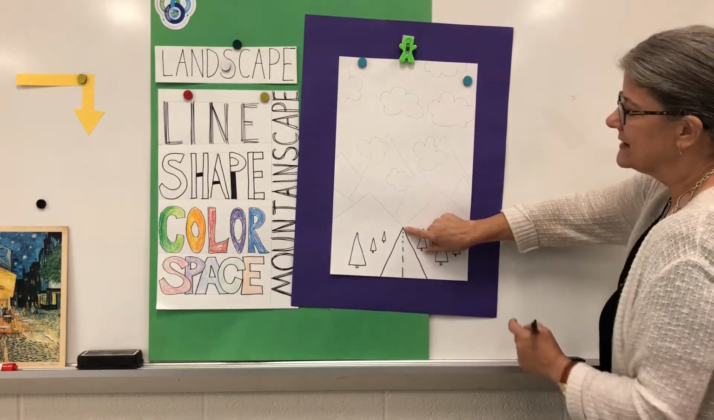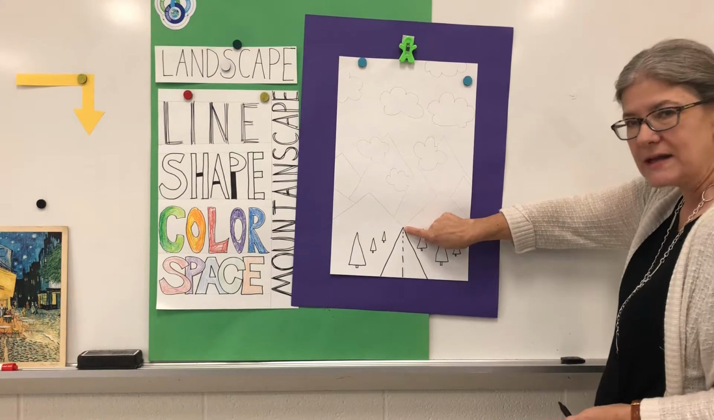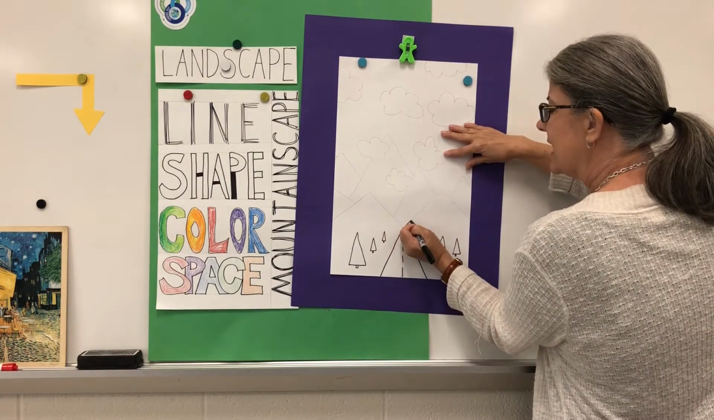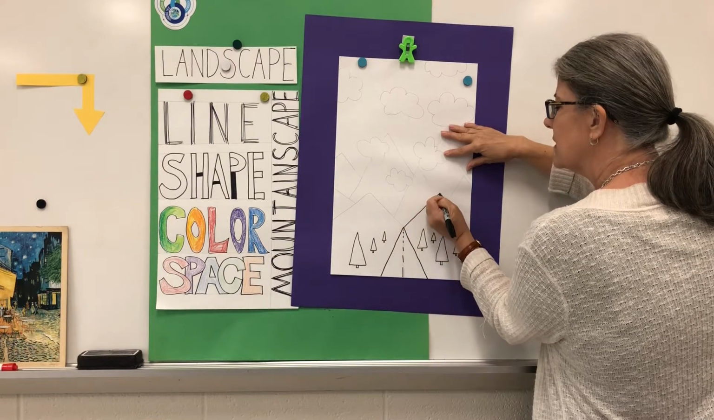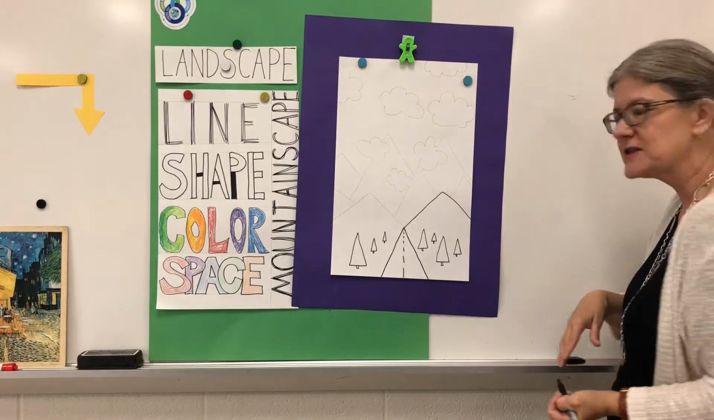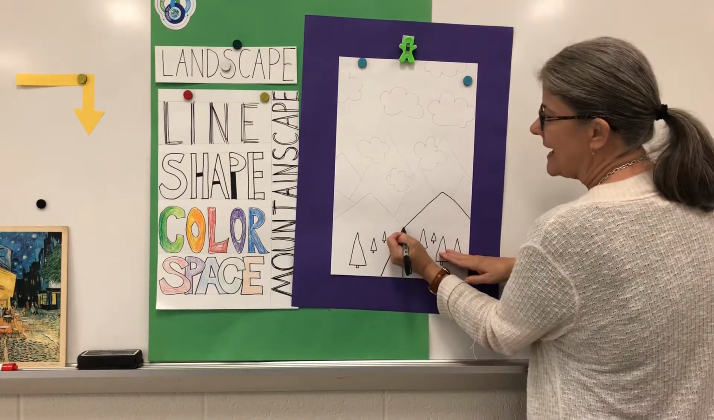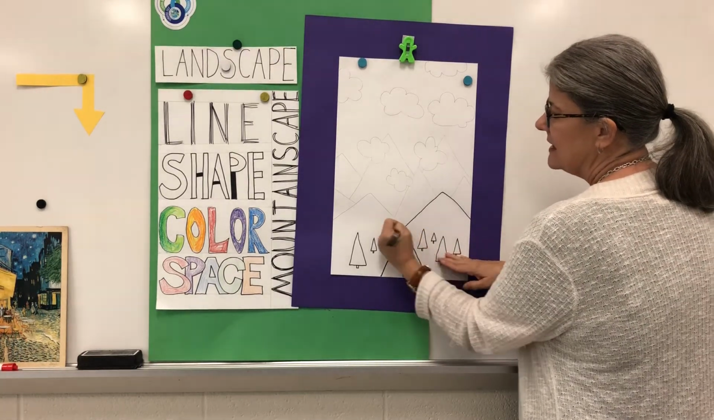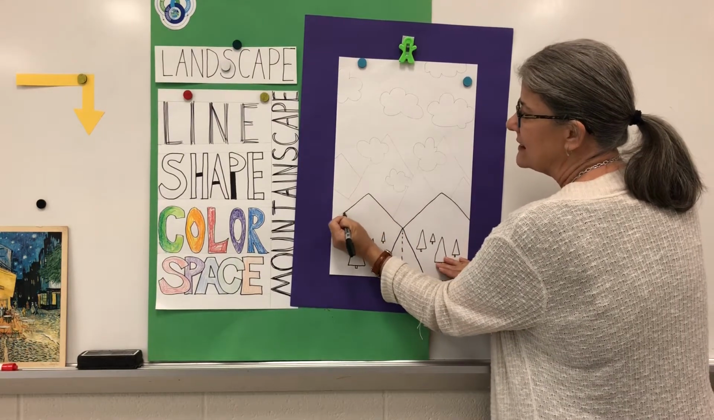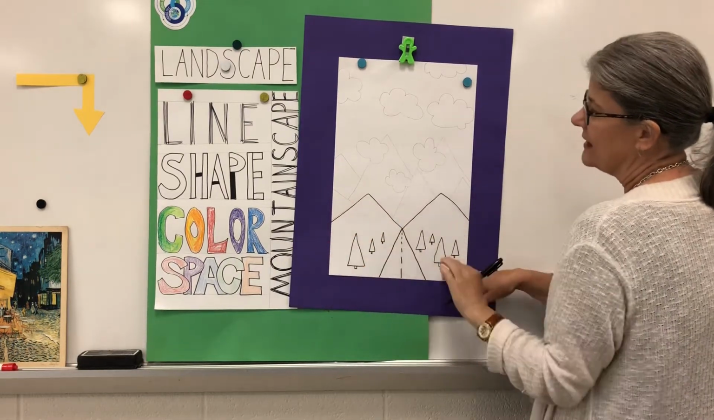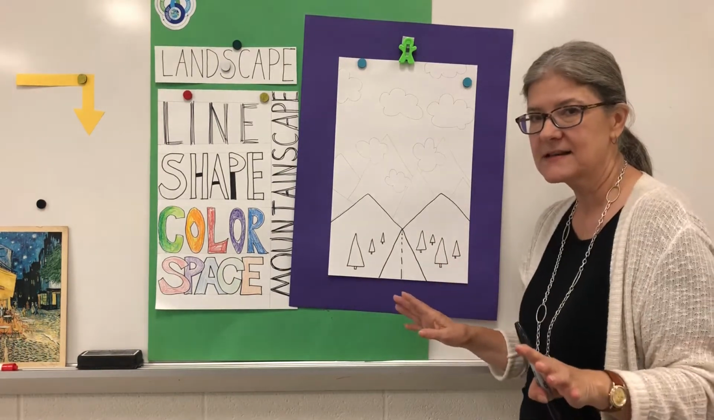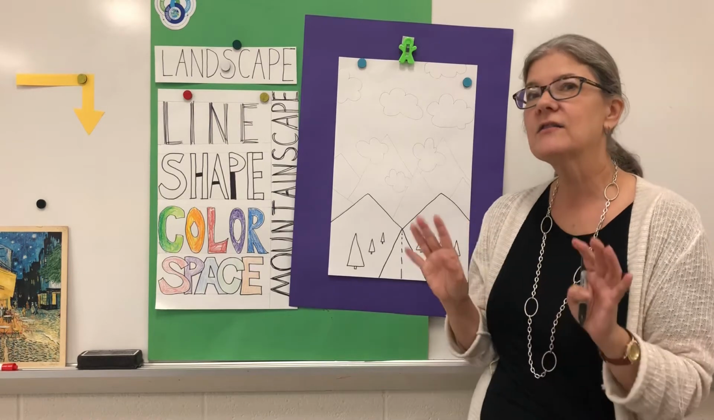I'm going to go exactly to the point of this first triangle, and I'm going to make almost like a letter A. I'm going to go up and down, and that's my first mountain. I'm going to go back to this point, and I'm going to go the other way. I'm going to make a slanted line, and this kind of makes a triangle too.